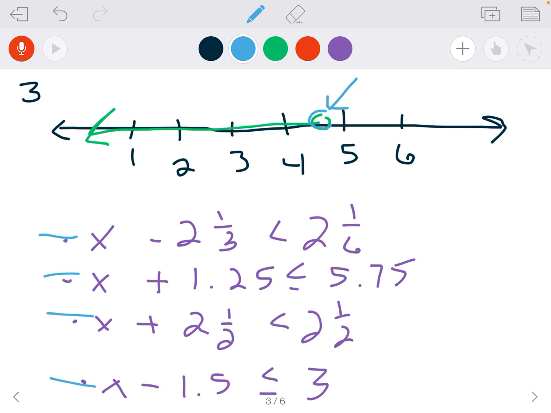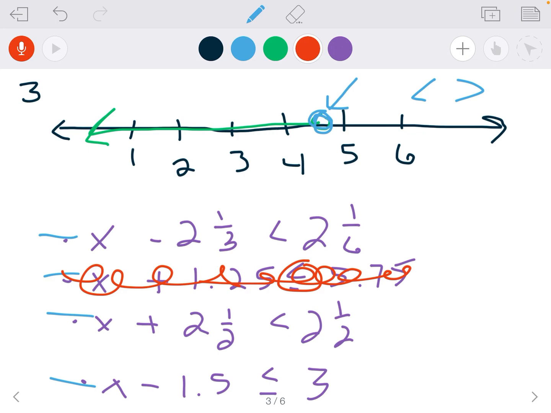Remember, if it's an open circle like I have here, it's got to be a less than or a greater than symbol. So looking at my answer choices, I know that answer choice 2 is a less than or equal to, so I'm not even going to bother doing that one. The same way with the 4th answer choice. It's a less than or equal to. I don't need the equal to, so it's either going to be the first one or the second one here.